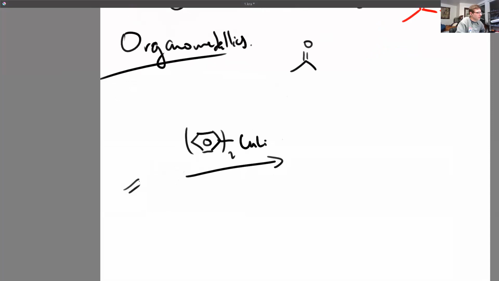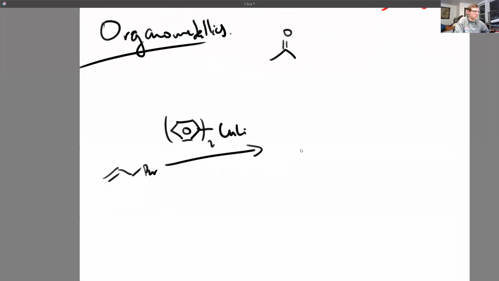Let's just pick something easy, right? And let's just go with like this, right? No reason you can't just swap it out. Okay. Cuprates are really, really powerful. They're super good for doing a lot of different types of reactions.